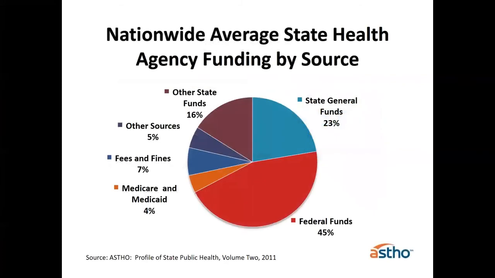But how are state public health departments funded? In 2011, the largest source of state health agency revenue was federal funds, followed by state general funds. Medicare and Medicaid revenue was the smallest revenue source for state health agencies. It should be noted that this does not reflect Nevada's public health funding mix.